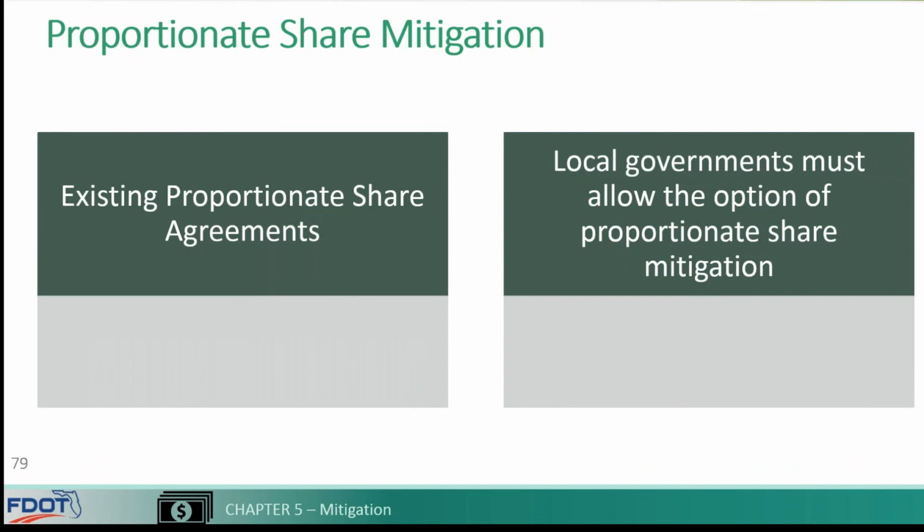So as I mentioned earlier, if there is transportation concurrency, the local government must allow the option of proportionate share. And there's no restrictions in the law that can preclude a developer from modifying their existing agreement to take advantage of these changes.